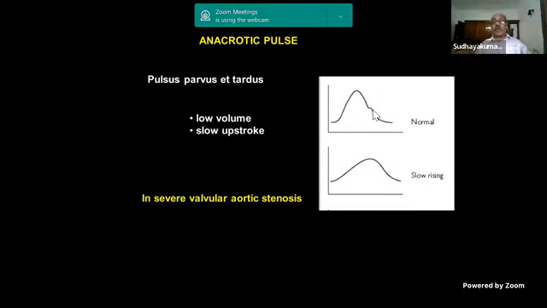Sorry, the top one is the normal; the other shows low volume and slow upstroke. This indicates severe valvular aortic stenosis. There is no doubt about that. It becomes more prominent when there is LV dysfunction. So if you say that you have palpated an anacrotic pulse confidently, usually there will be LV dysfunction also, because it is not an easy finding.